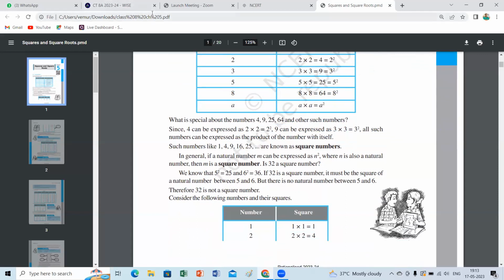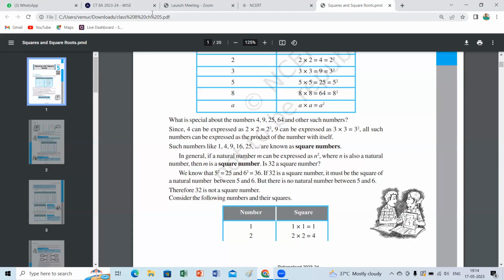Wonderful, very good. That's why, children, not only 2, what other digits can occur in non-square numbers? 3. Very good. 2, 3, 7, 8. Very good. 2, 3, 7, 8 are the digits in non-square numbers; they do not occur in the units place of square numbers.